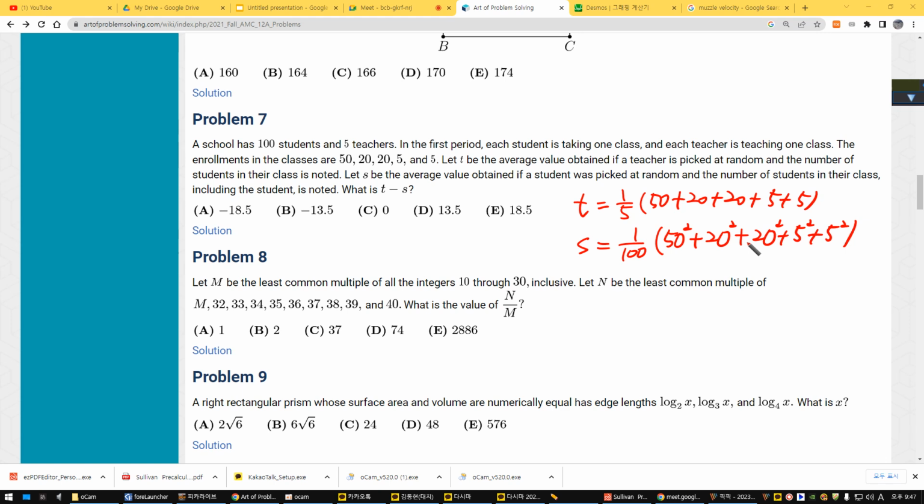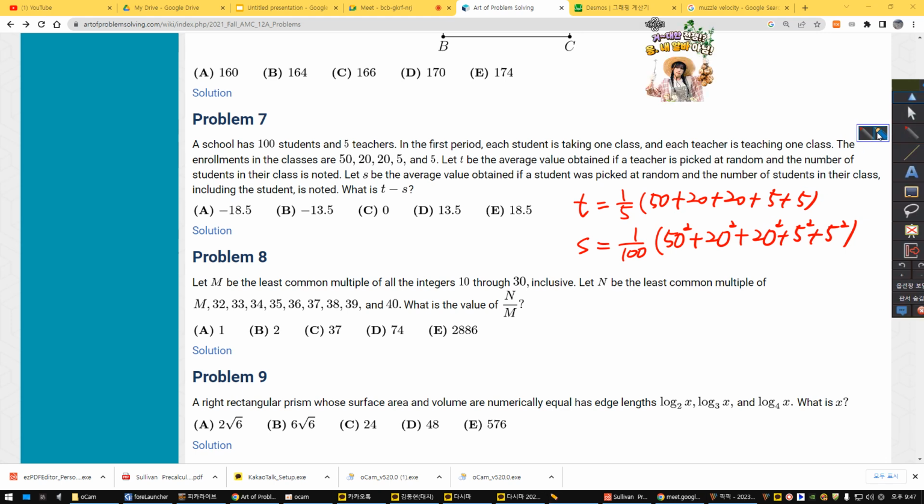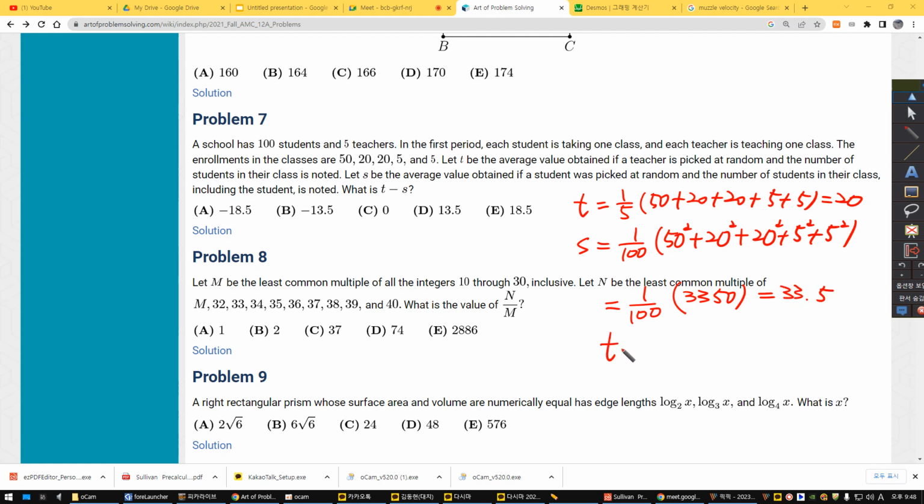Yep, so can you find the difference? Yep, now what is t minus s?